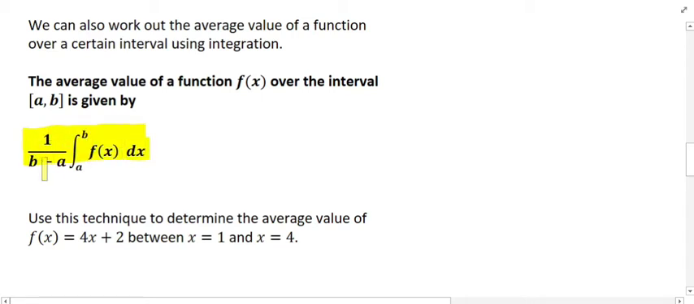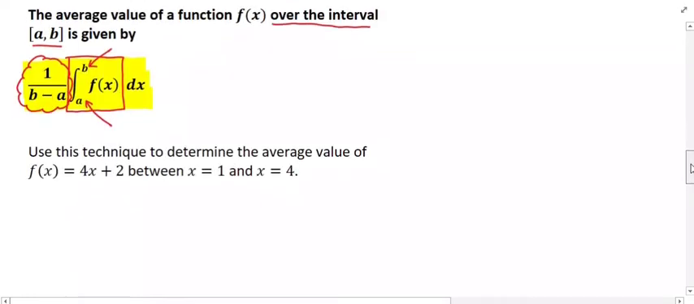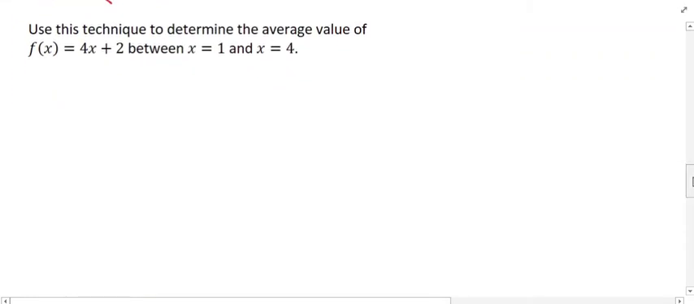The average value of a function over the interval a to b. We're always interested in the average value of a function between two x values, between 2 points. We integrate the function between those terminals, a and b, and then we multiply that definite integral by a fraction, by 1 over b minus a. So let's look at how this technique works for the example we've just been working on.